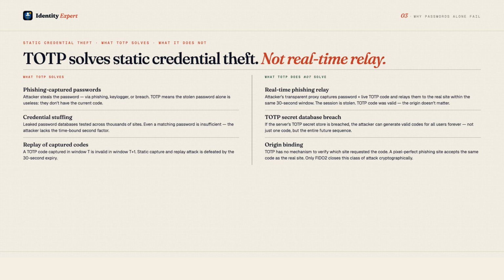TOTP also does not solve the case where the shared secret itself is stolen. A breach of the server's TOTP secret database is equivalent to a breach of all TOTP credentials. This is why large deployments store TOTP secrets with the same care as password hashes: encrypted at rest, access logged, with HSM protection for high-value secrets.